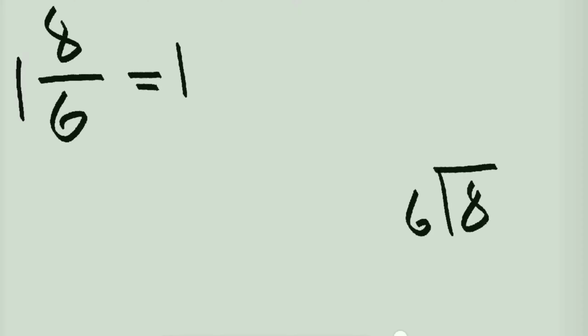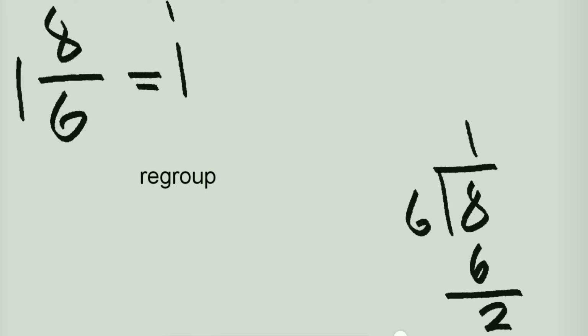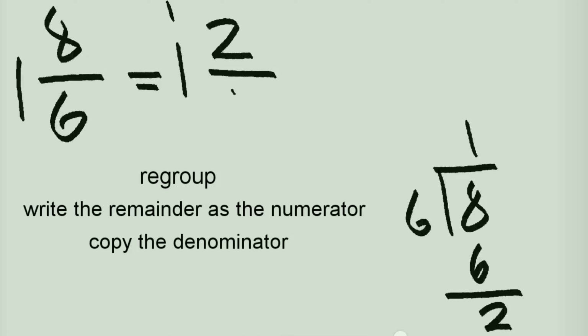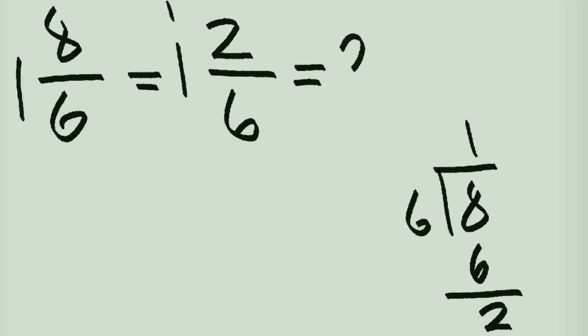8 over 6 is equal to 1. 8 divided by 6 is equal to 1, times 6 is equal to 6. 8 minus 6 is equal to 2. Regroup 1 and write the remainder as the numerator and just copy the denominator. 1 plus 1 is equal to 2 and 2/6.